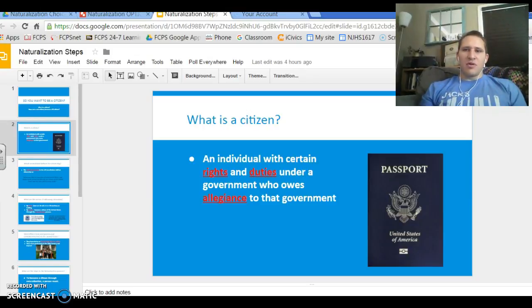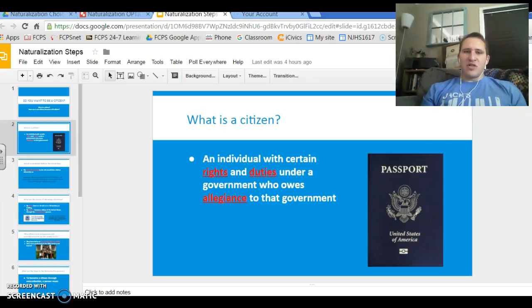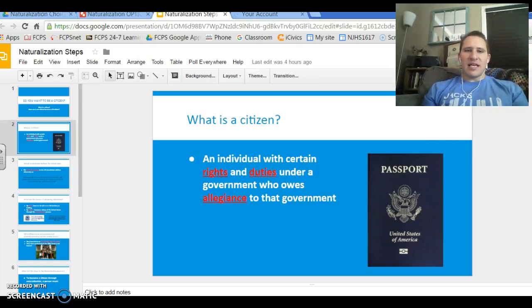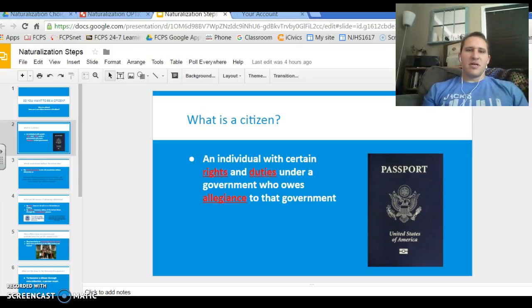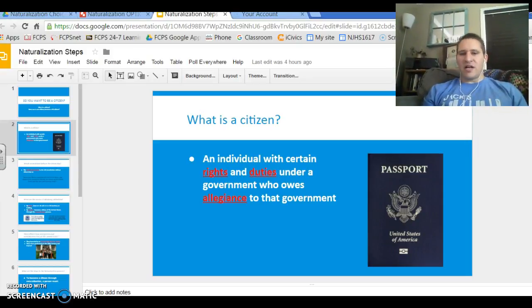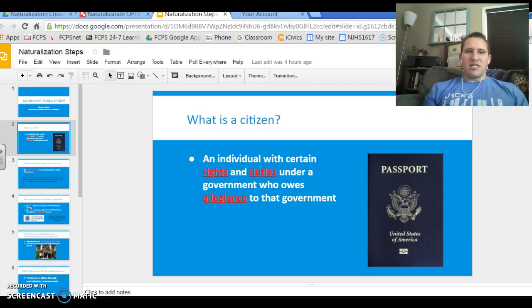But first we have to talk about what is a citizen. A citizen is an individual that has certain rights. For example, things that they can do. You might have learned about this already, you might not have. Things that they can do: freedom of speech, freedom of assembly, etc. And also duties, things that they have to do. If you're a citizen and you're summoned for jury duty, you have to do that. Otherwise, there could be legal consequences. You have to obey laws, and so on. And you also owe allegiance to that government.